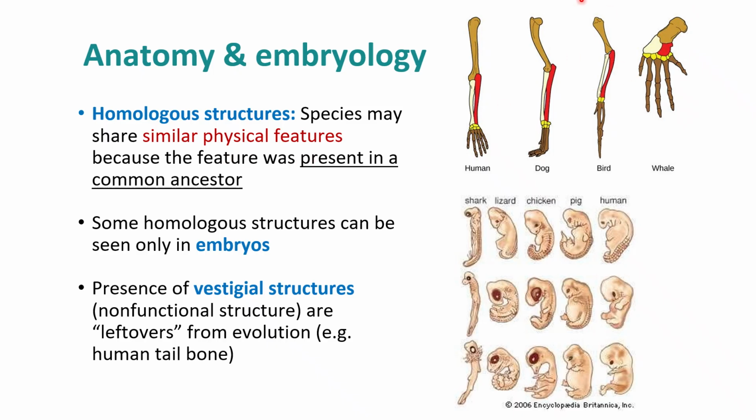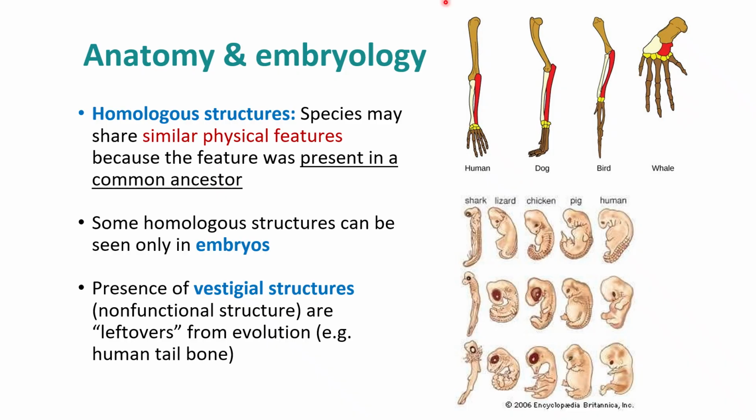Okay, so some homologous structures are anatomical and they can be observed in fully developed organisms, like the example we just looked at over here. Others might only be seen during embryonic development stages. So, for example, sharks, lizards, chickens, pigs, and humans, right, all present gill slits and a tail at some point during their early development, but the structure disappears in some of the species, right, while it remains in others.